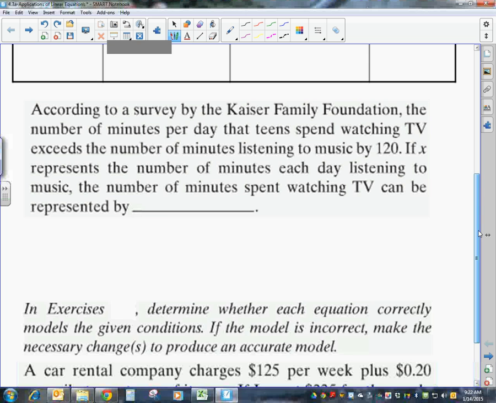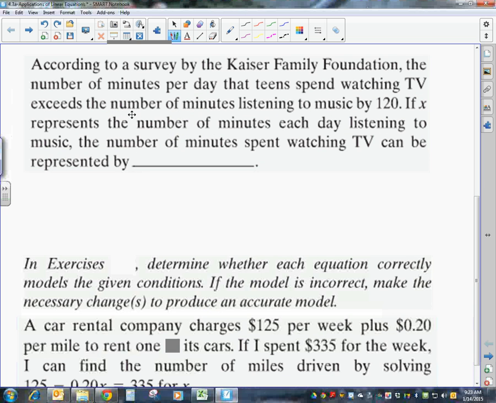So according to a survey by the Kaiser Family Foundation, the number of minutes per day that teens spend watching TV exceeds the number of minutes listening to music by 120. If X represents the number of minutes each day listening to music, the number of minutes spent watching TV can be represented how?